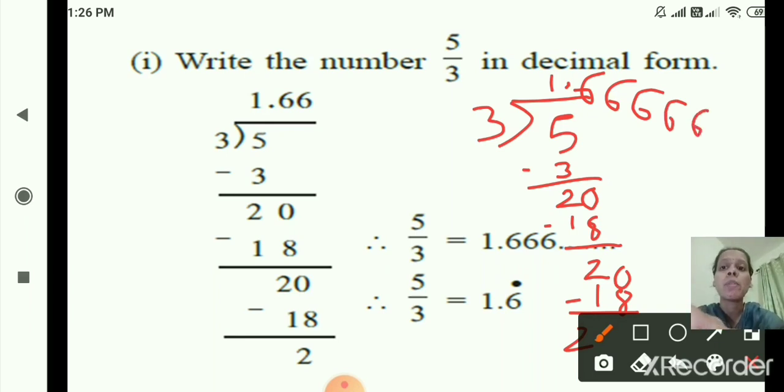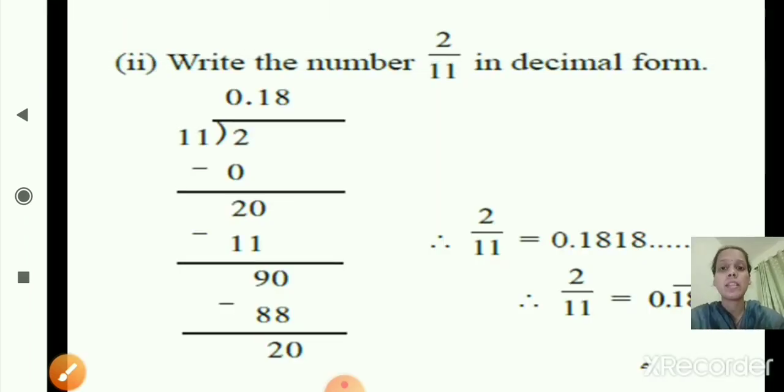So instead of writing 1.66 so many times, you will write 1.6 and above this 6 you will put a dot. As you can see, we put one dot so that we understand that this number 6 is continuously repeating. Hope you are clear with this.